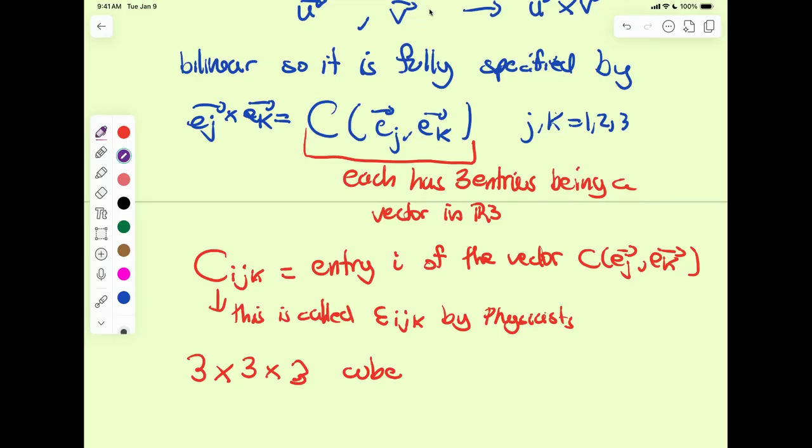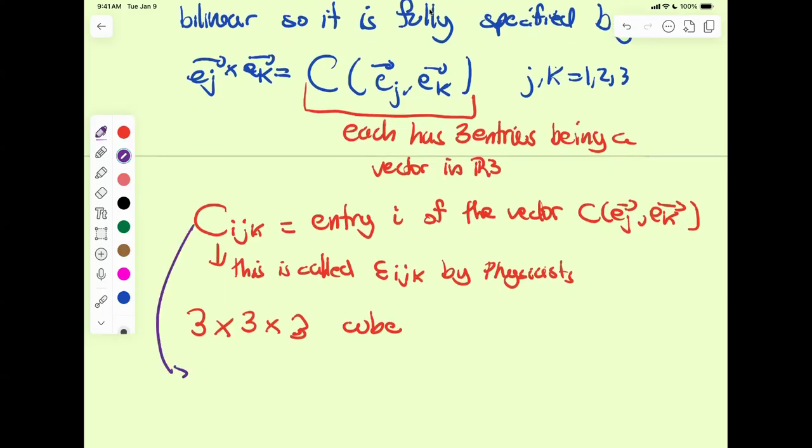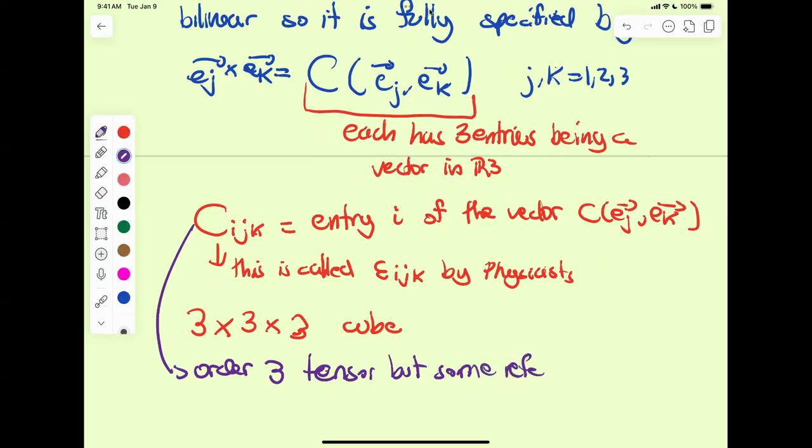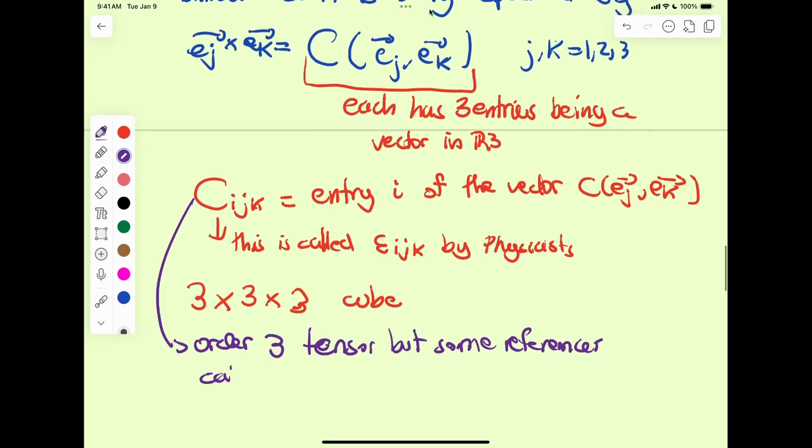So you just have to be careful with that, because rank has a very precise meaning in our context. So this is called an order 3 tensor, but some references call this rank. So just be careful with that. Okay. So for me, the order doesn't need anything else that you need to specify.